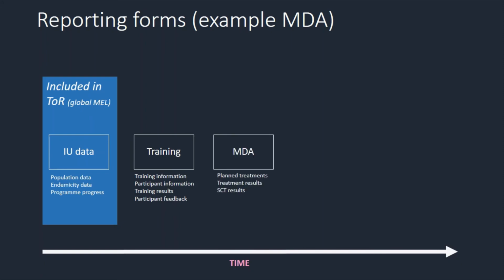Following the training, the next data piece, the next form we expect to be completed, are the MDA results. So these are our planned treatments, so how much did we set out to do, and then how much did we actually deliver, so what were the outcomes of the MDA activity, as well as the supervision coverage tool results. So the revisit by supervisors to specific households to measure the coverage or uptake of the MDA. Then finally, after MDA, all the drug counts, so the stocks before and after delivery of MDA, are reported. So these can be drug stocks, but also clinical inventory.